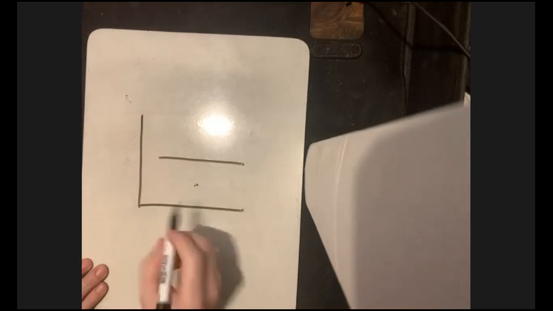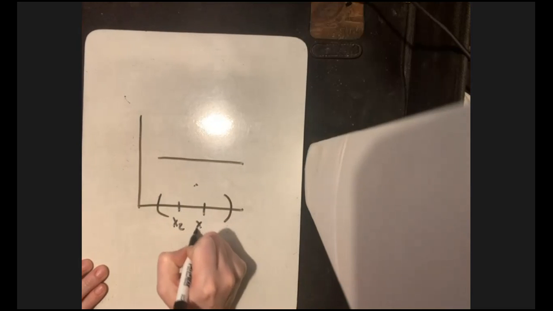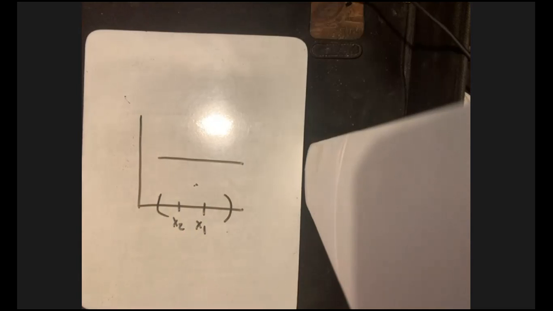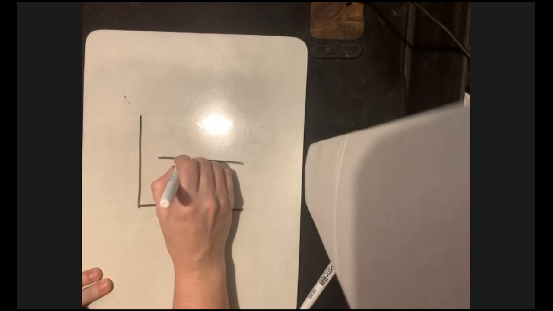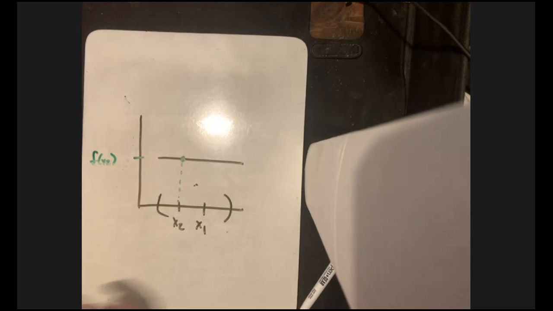So again, a pretty picture for this. A constant function is going to look like a straight line. Again, here's our interval. And I intentionally do this one, I'm going to pick it so that x1 doesn't happen first, because it doesn't have to. The concept here is if I go up here, that's f of x2.